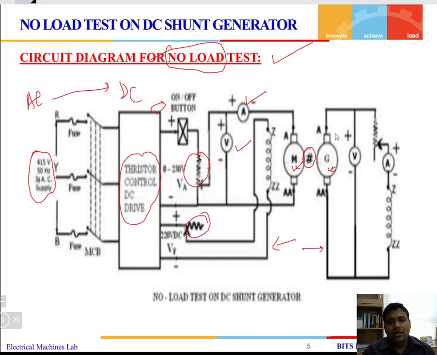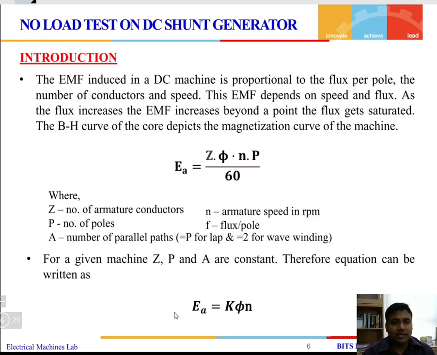Now, the generated voltage will be measured using a voltmeter connected to the generating end, and an ammeter will measure the current, and you have the resistance of the field which can be varied with the help of this rheostat. Now there is no load here, so it is a no load test on DC shunt generator.